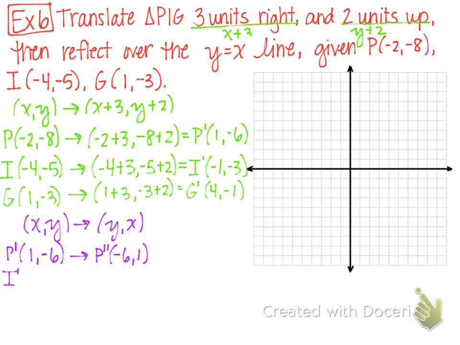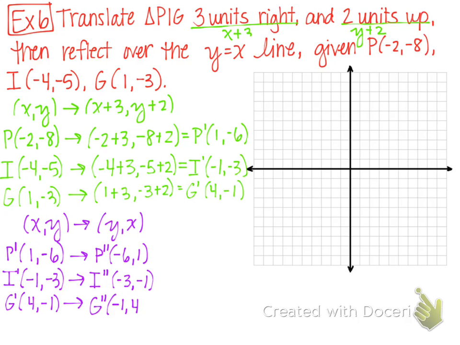I prime was at (-1, -3). So when we reflect it, I prime prime is at (-3, -1). And lastly, G prime is at (4, -1). So G prime prime is at (-1, 4). So these are my final vertices for my image.